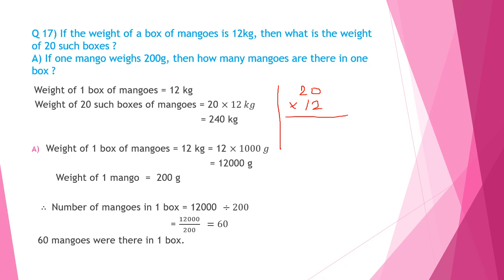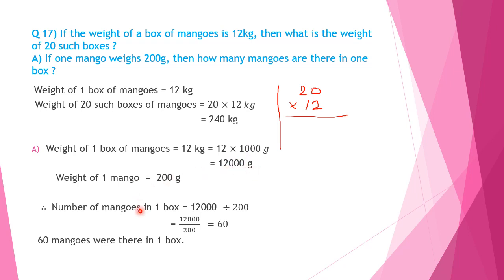Now question number A. Weight of one box of mangoes, that we already got, is given as 12 kg. And weight of one mango is 200 gram. One is in kilogram and one is in gram, so you have to convert to the same unit. So 1 kg is equal to 1000 gram. So 12 kg is equal to 12 multiplied by 1000 gram. So 12 into 1000, that is 12,000 gram.